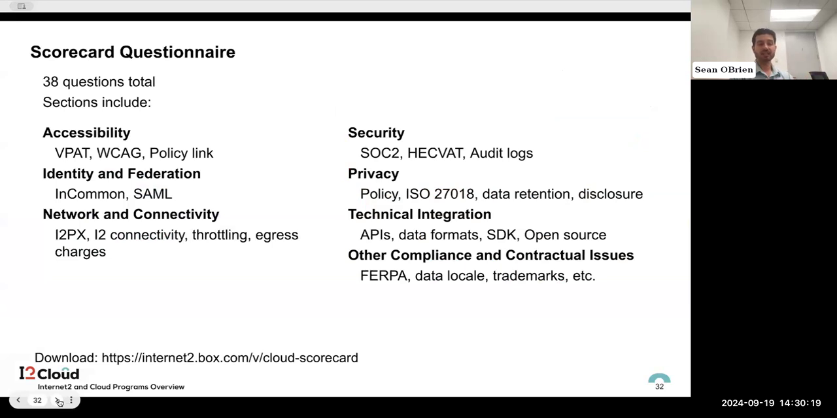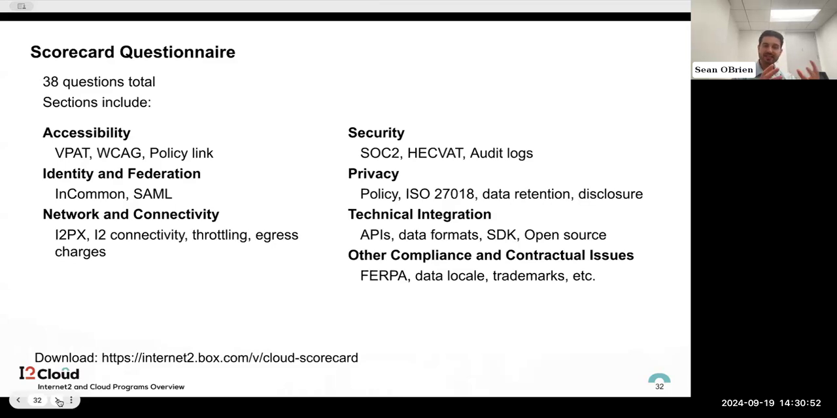The Cloud Scorecard today has 38 questions across these various areas. What we tried to do is take some of the key questions we ask service providers in Net Plus, and that we evaluate in the service evaluation process, and create a self-assessment questionnaire that vendors could fill out to articulate how they comply and support the standards that we all need to adhere to and that are used in the Net Plus program.